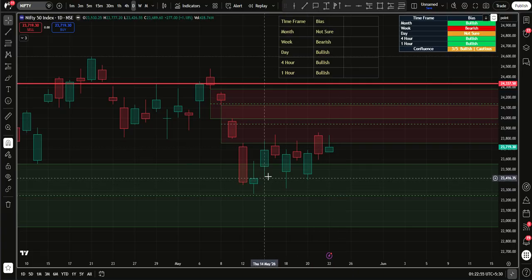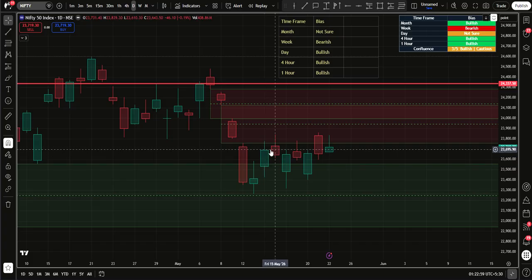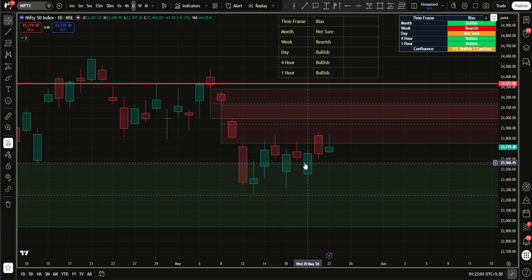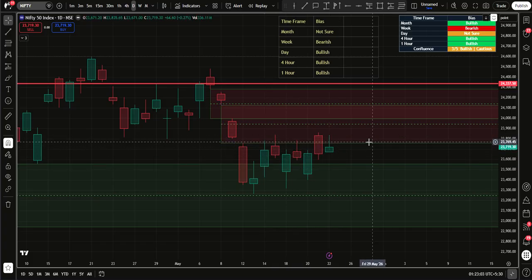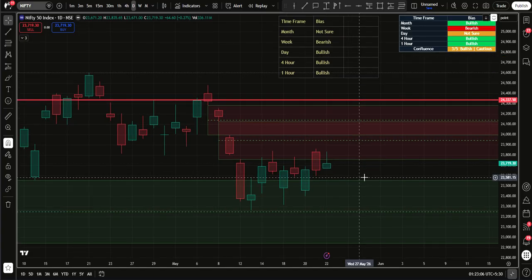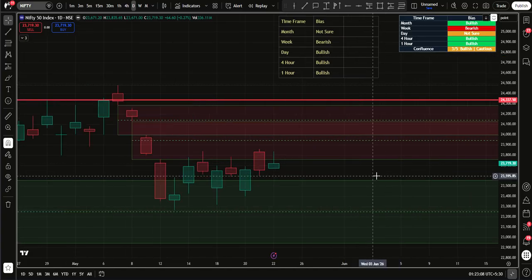So still keeping up with the pattern that started here: a green candle, red candle, green candle, red candle, so green, a red, and another green. So the pattern repeats. Let's see if it breaks today.